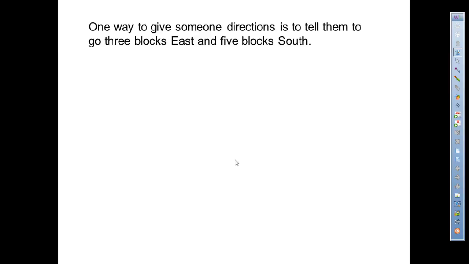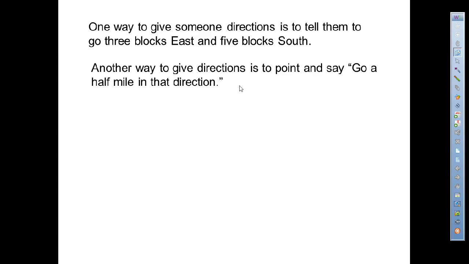All right, now one way to give someone directions is to tell them to go 3 blocks east and 5 blocks south. That's more along the rectilinear or the normal Cartesian directions. Another way to give directions is to point and say go a half mile in that direction. That's more along the lines of a polar coordinate system. So that's kind of the easiest way to think about it. With the Cartesian plane, we're dividing everything into x, y, and if it's 3 dimensions, z. Whereas with polar, we're talking about a direction and a distance. That's it.